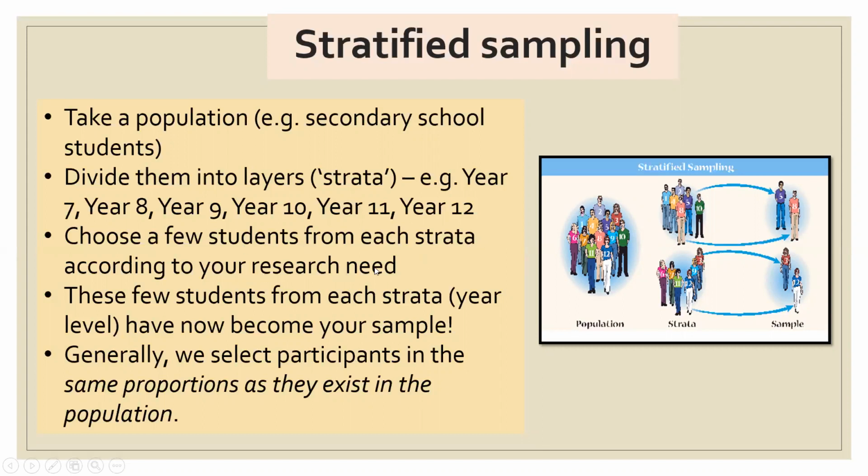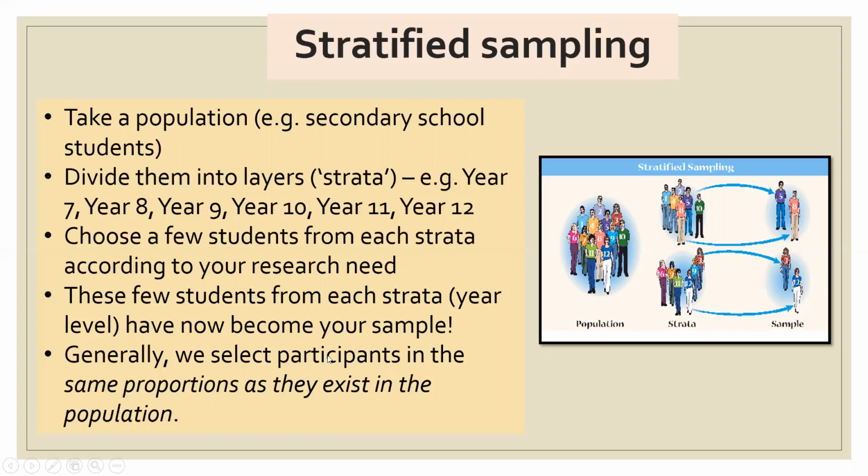So what we're doing is we're choosing a few students from each of those layers according to our research need. Okay, we're not randomizing them. We're not putting all the students from year 7 in a box with their names in a hat, and then choosing them randomly. We're specifically having an agenda with which we are choosing the participants, okay? Now, obviously, the few students from each of those strata have now become our sample. So 5 students from year 7, 8, 9, 10, 11, 12, they basically become our total of 30 participants there. Okay, now that's just an example.